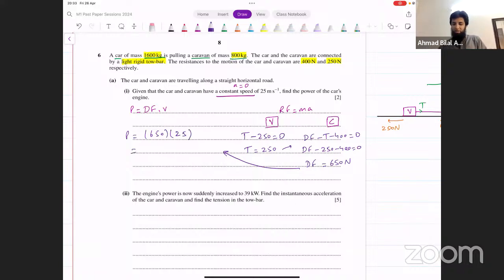Let's see what this turns out to be. 650 into 25, that's 16,250 watts. That's what we were looking for in the first part. Okay. You could treat this as a whole system as well, as a single system as well.